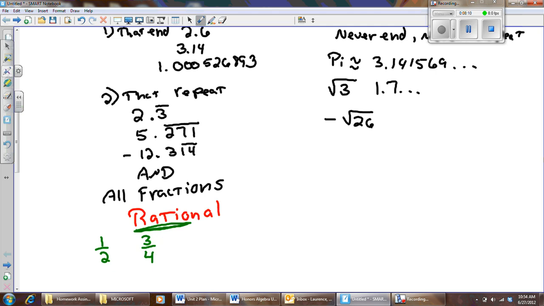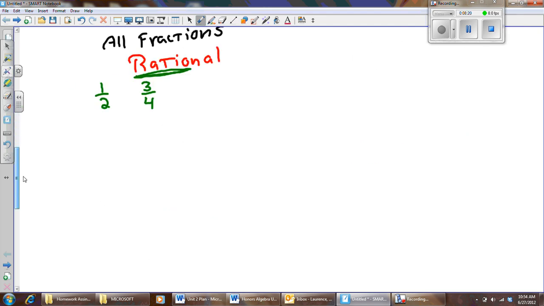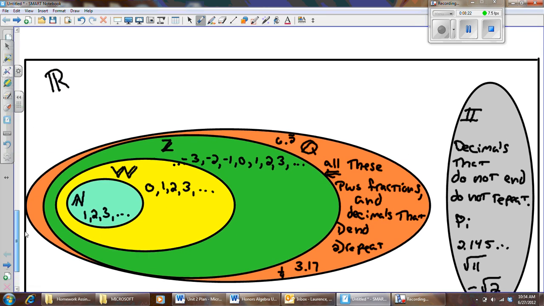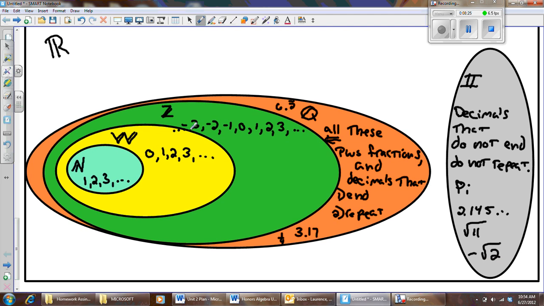Over here, there are absolutely no fractions on the irrational side. So if we expand our little Venn diagram, it's going to look like this. I put the naturals, the wholes, the integers, and then I have the rationals. They include all the inside ones, plus the fractions and decimals that end or repeat. There are some examples: 3 and 1700ths, 1/4, 6 and 2/10 repeating.